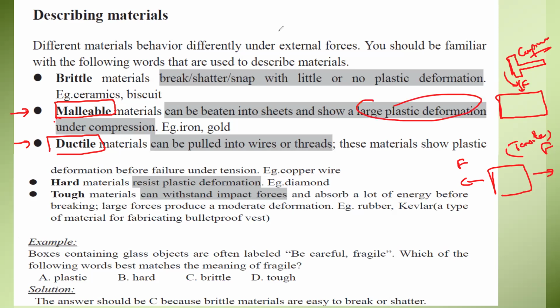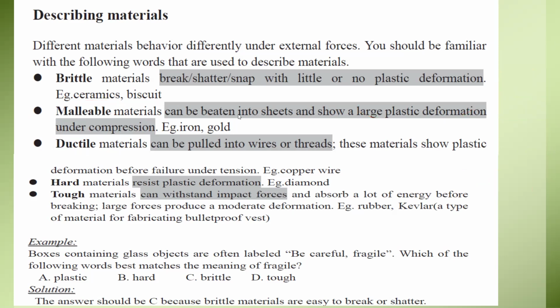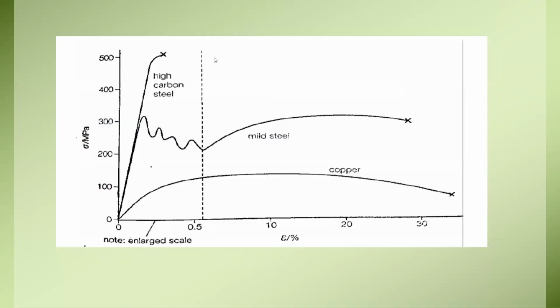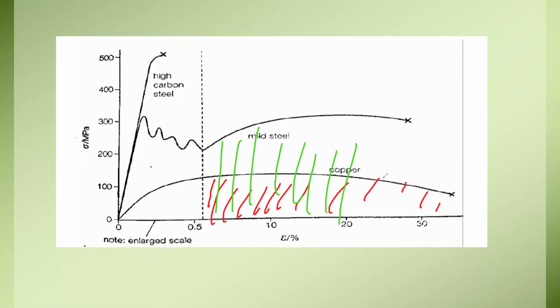So how do we know the large plastic deformation? This line is the indication of the plastic region. What I have to do is take the area of this region. This is the total area of the plastic region for copper, and this is the area of the plastic region for mild steel. Which is more malleable or ductile, mild steel or copper?